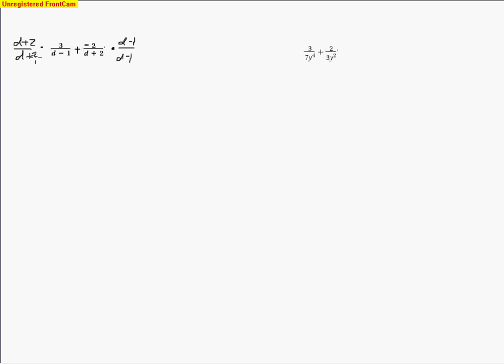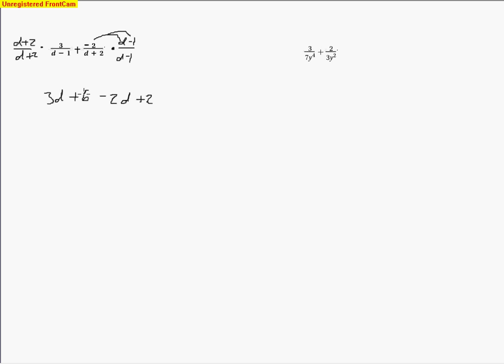When I do that, I distribute the 3 over both these terms. That leaves me with 3d plus 6. You've got to do that distribution because we're going to want to collect terms afterwards. So do the same thing here. Negative 2d, and then a plus 2.